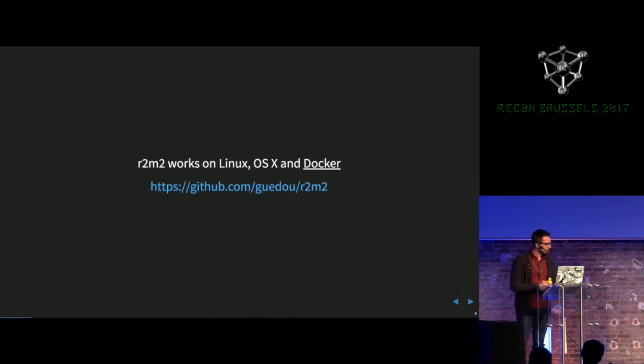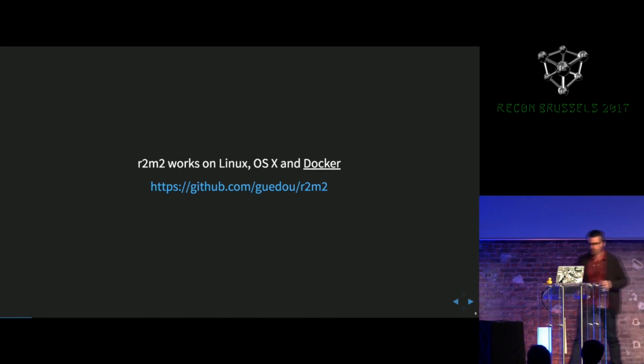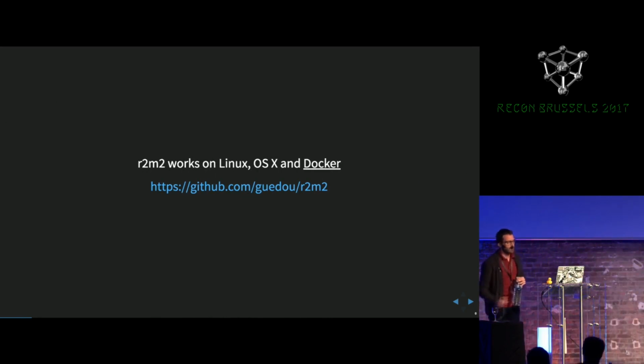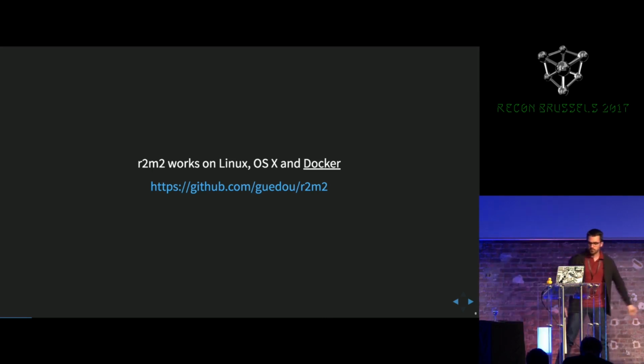Okay, so r2m2 is available on GitHub. Sorry, I'm not drinking alcohol, just water. So r2m2, you can get it on GitHub. It works on Linux and OS X. It also works on Docker. You can pull an image on Docker Hub. I will recommend that you use a Docker image, because some dependencies are kind of difficult to install. So please go for Docker. You can check it on my GitHub page.